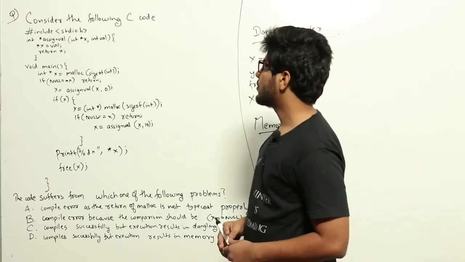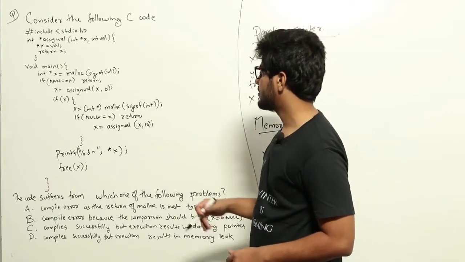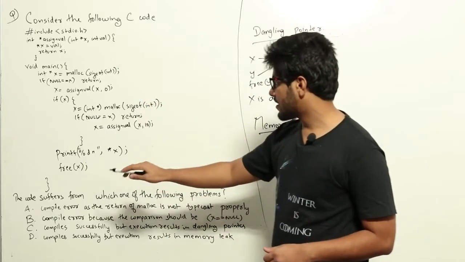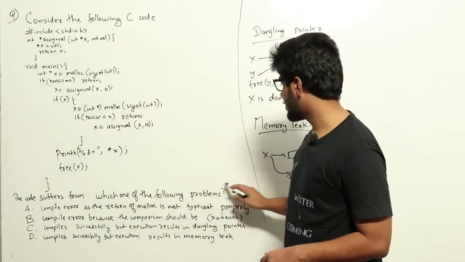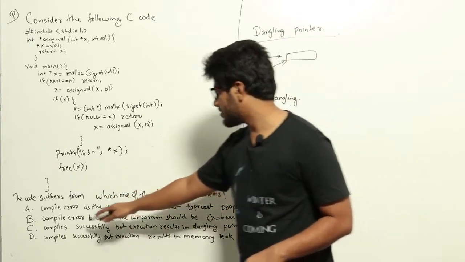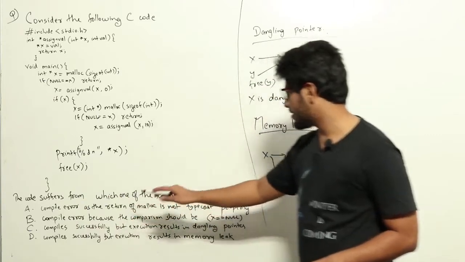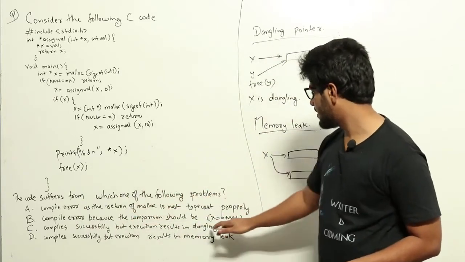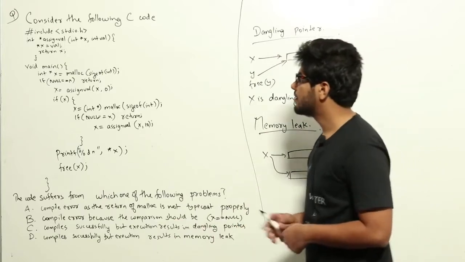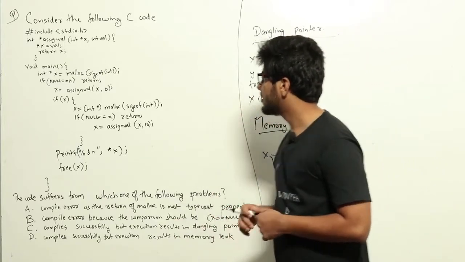This is a C programming question regarding pointers. They have given us this particular code segment and they are asking which one of the following problems the code suffers from. A, compilation error. B, compilation error. C, it compiles successfully but causes a dangling pointer. And D, it causes a memory leak. So let's take a look at this question.